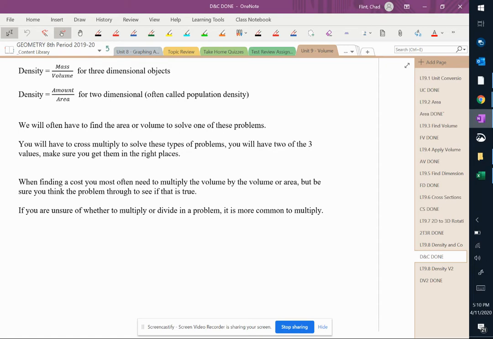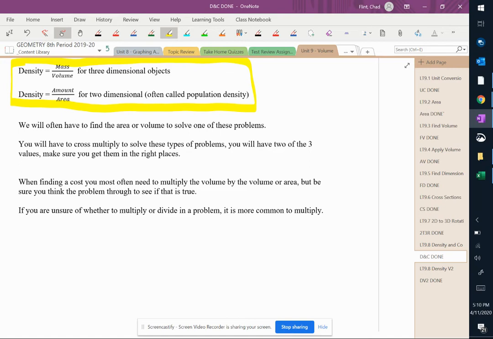So first of all, right here, you'll see at the top of this, there's two little formulas for density. So density is equal to mass over volume. If you've taken a science class, you probably have heard that at some point before. That's for three-dimensional objects. Two-dimensional objects can have a density. It's usually called a population density, to show how tightly packed together, like people or animals or something is. That's amount over area. Those are not foolproof. There can be other things that get put into there.